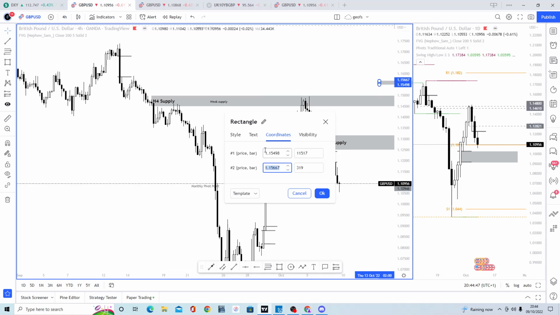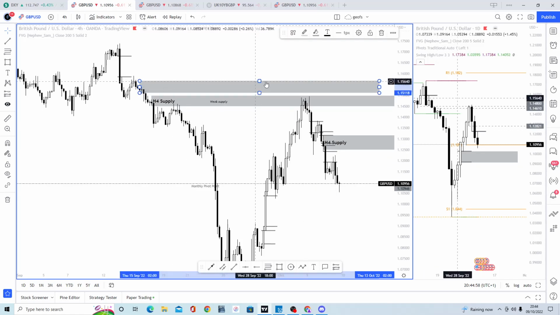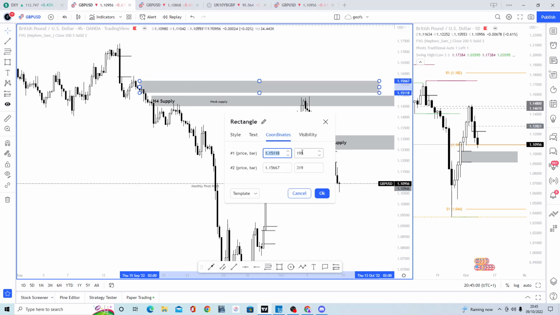1.1595. Sorry, that was the wrong one. Does anyone know what this visibility thing is? I don't know what it is. Let's just cancel. I actually don't know what that field does. That may be it.